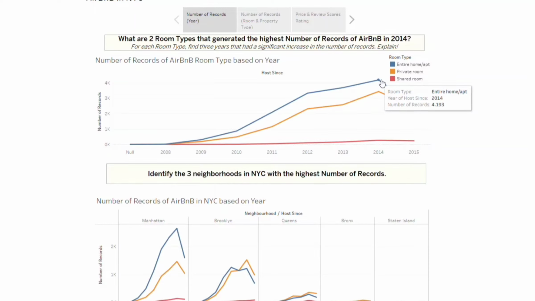The entire room or apartment room type achieved 4,193 records, followed by private room with 3,440. The entire room or apartment and private room have the significant growth of records in 2010 until 2012, while shared room is experiencing growth in 2012 until 2014.